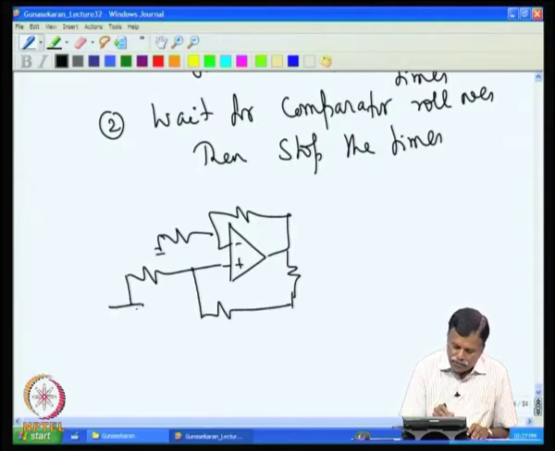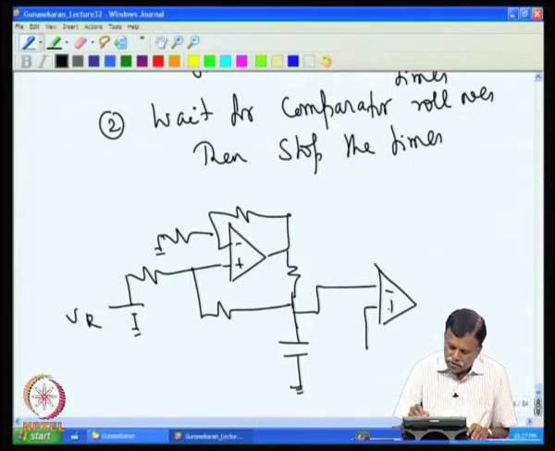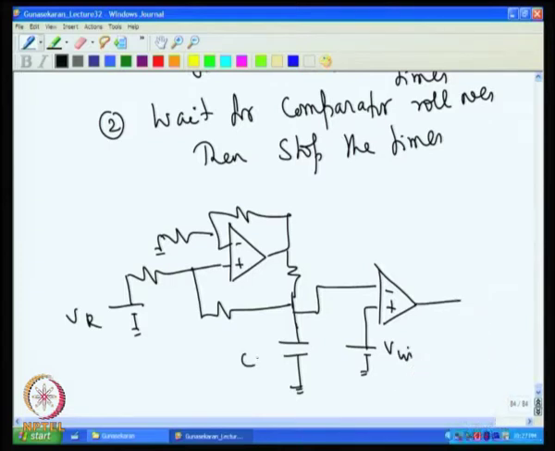I can give a V reference here, so that the current goes and charges at a fixed rate. Then this can be compared with the reference. This can be compared with the V reference, V input, so that the output state change can be sensed. And of course, similarly we have to have the discharge mechanism for this.